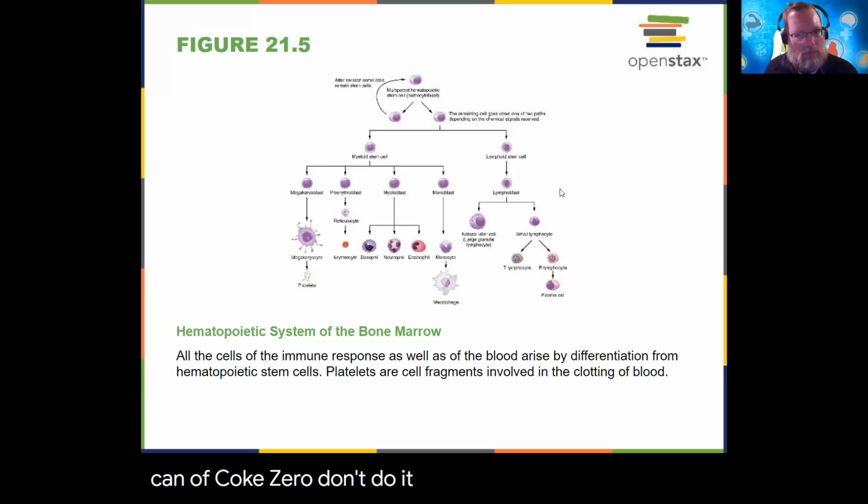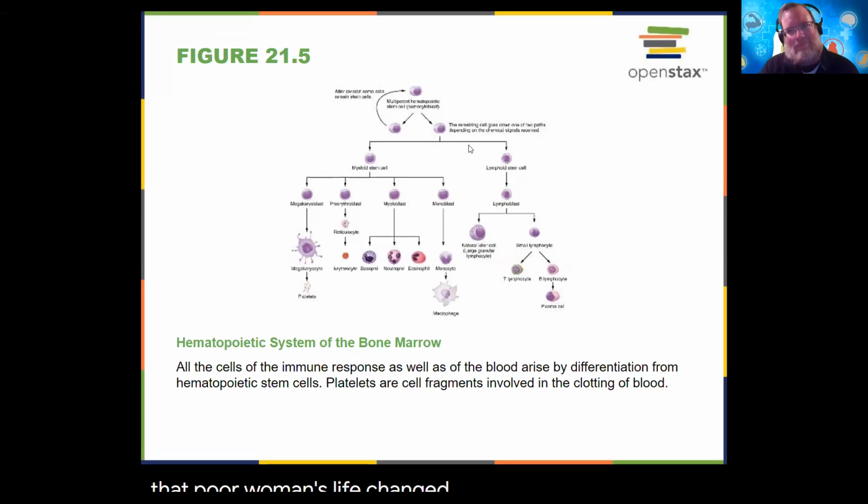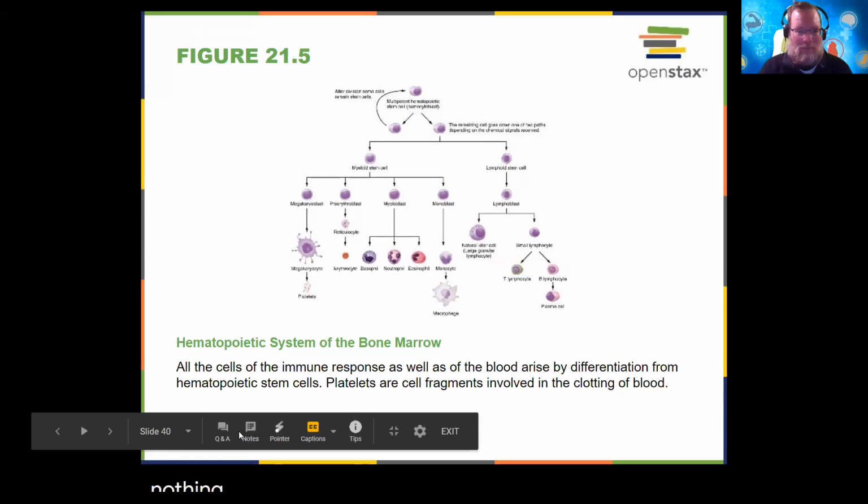Don't do it. Anyway. Yeah. So yeah, that poor woman's life changed. It had nothing to do with her. So yeah, lymphedema is a bugger.